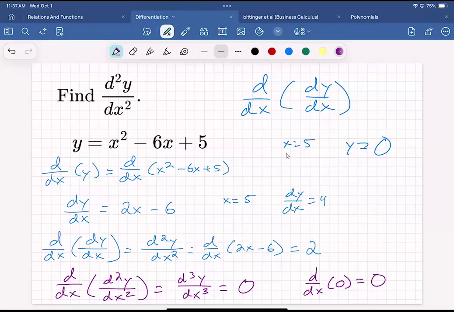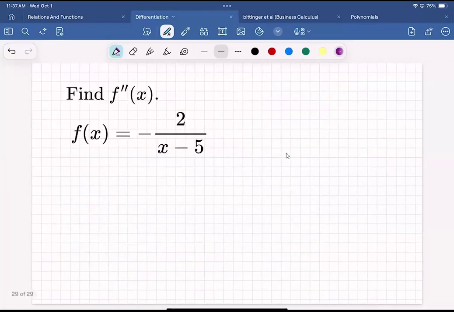Are we good with the notation? That's one thing I want to take from this. Okay. Well, guess what? We can still use function notation as well.